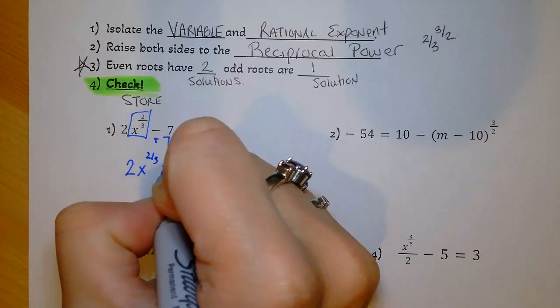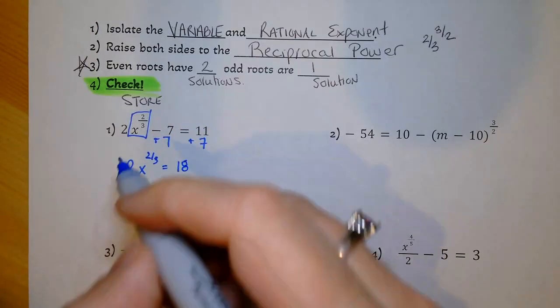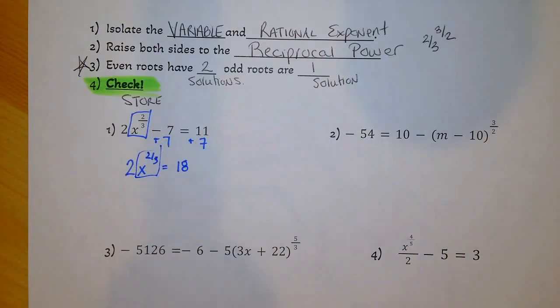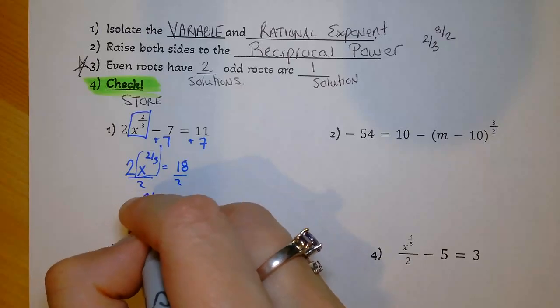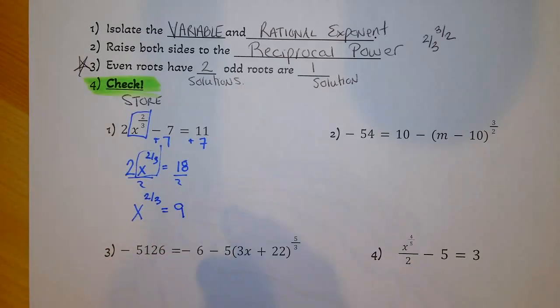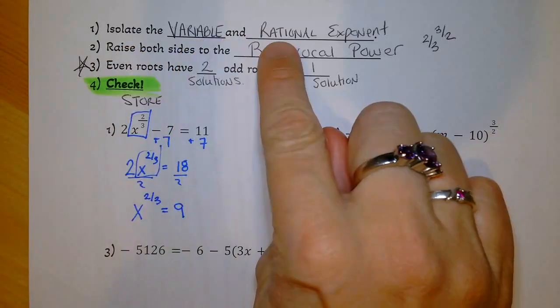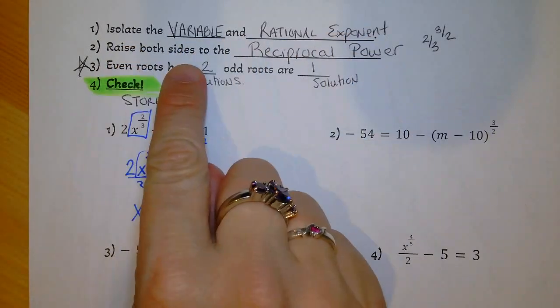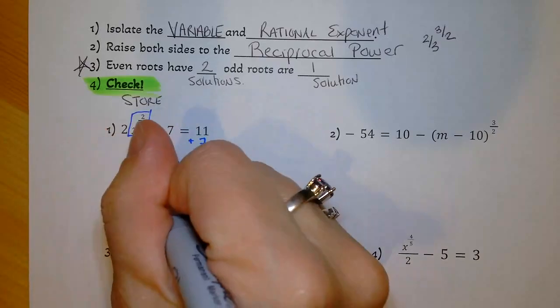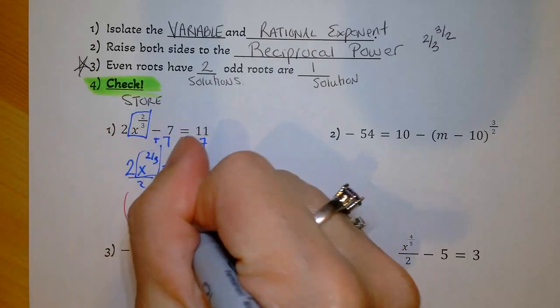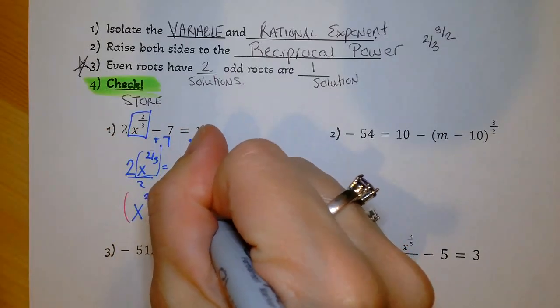2x to the 2/3 is equal to 18. Remember that 2/3 is only with the x. Who would you move over next? All right, the 2. So I'm going to divide the 2 out. X to the 2/3 is equal to 9. So we are close. Okay, so we isolated the variable and the rational exponent. We're going to raise both sides to the reciprocal power. So I'm going to wrap each side up and say to the 3/2, to the 3/2.